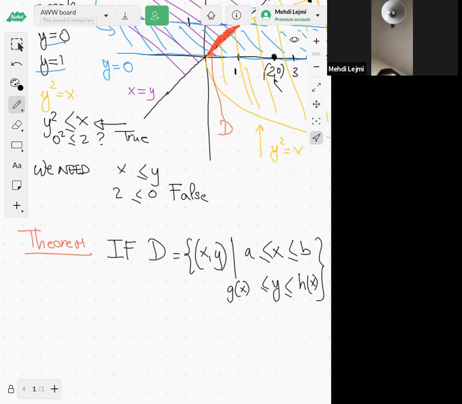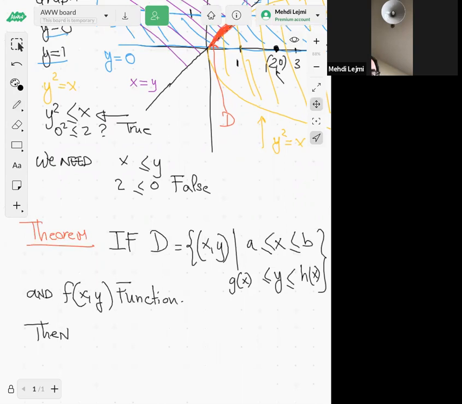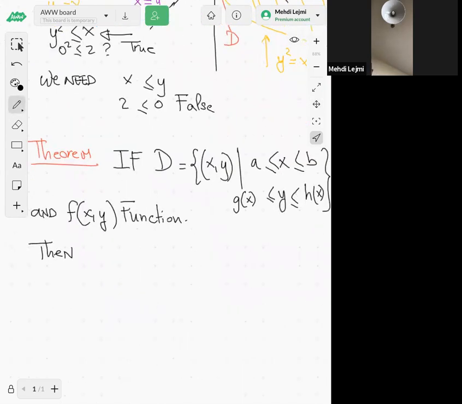of course, g and h both are continuous on the interval [a, b], and you have some function f of x, y, a continuous function, continuous over this region D. So then the integral, so this function here is continuous on this region D.